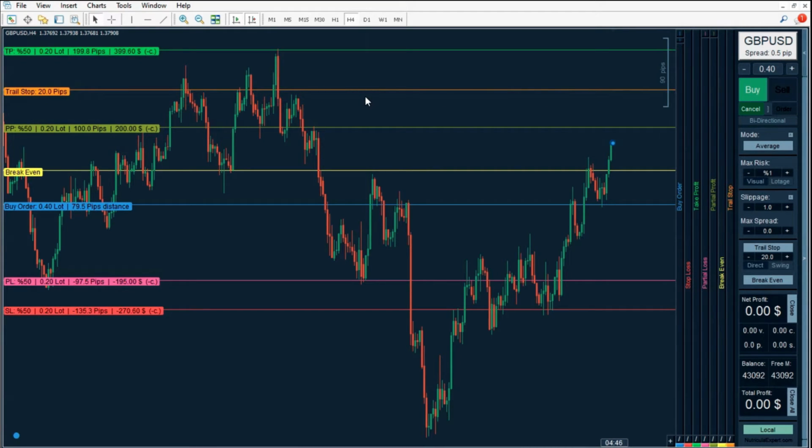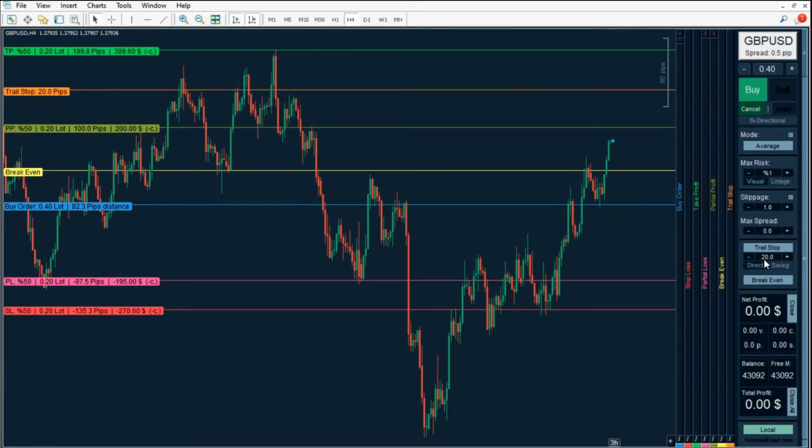Trail stop is a line that has particular applications in trendy markets and operates in such a way that after the price hits it, our stop loss starts moving behind the price with the distance and method specified in the trail stop section. In Nutricula, two different trail stop methods are implemented: direct and swing.